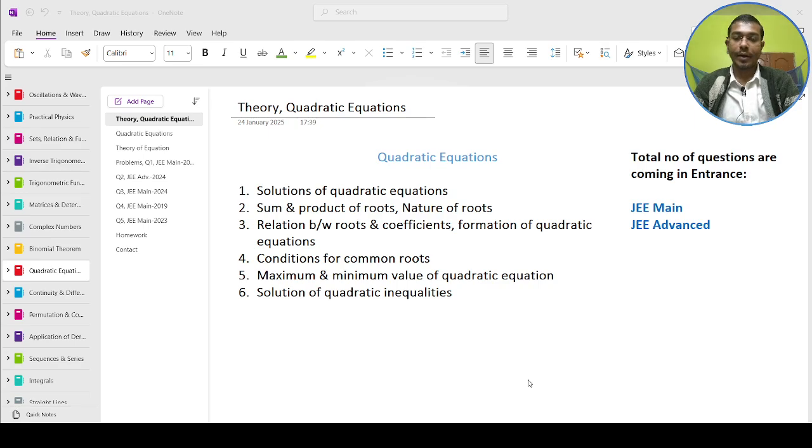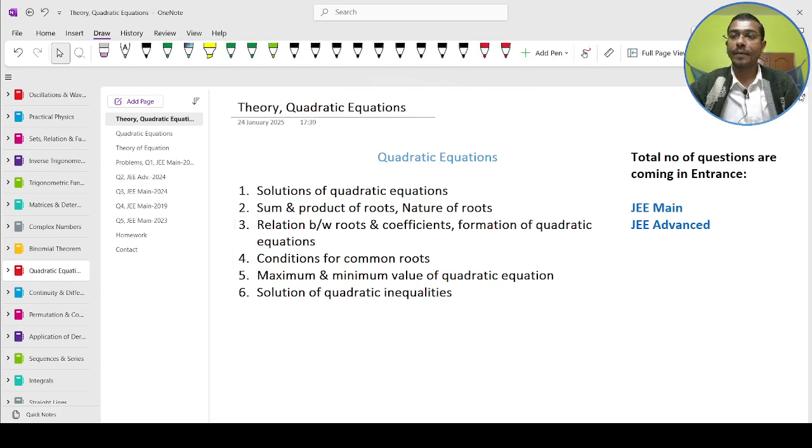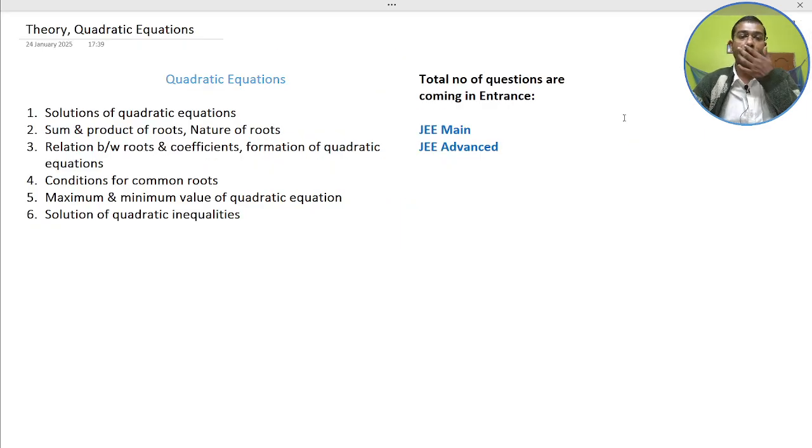Myself Devabrata, and in a previous lecture we had discussed the binomial theorem from class 11. In today's lecture we discuss the quadratic equation from class 11. We will do the chapter summary in a nutshell and previous year problems so that you can increase your problem solving skills and know how to approach the problems. I think after doing these problems you will be able to do all types of problems coming in the JEE Main and Advanced. This is the JEE Main Advanced mathematics series.